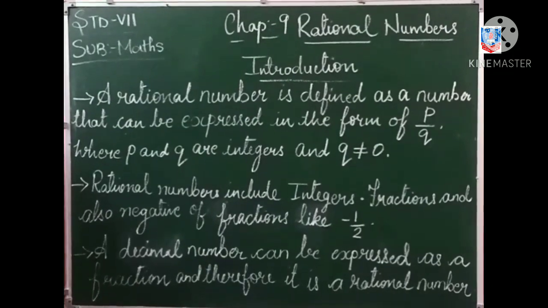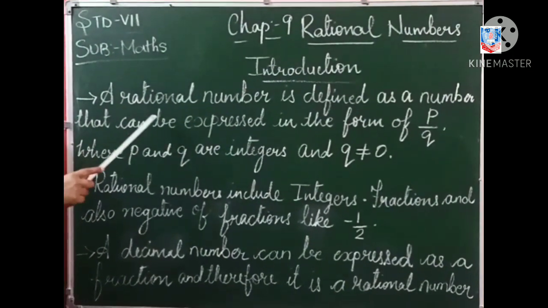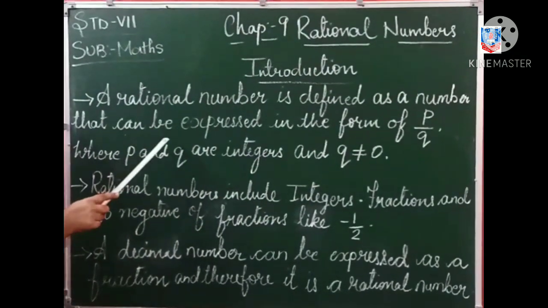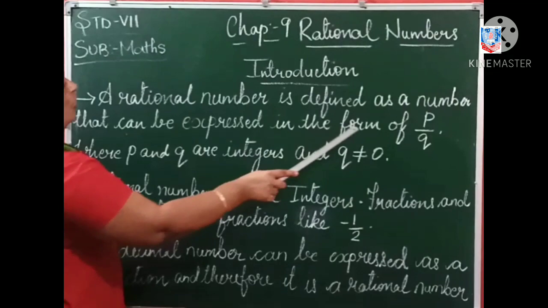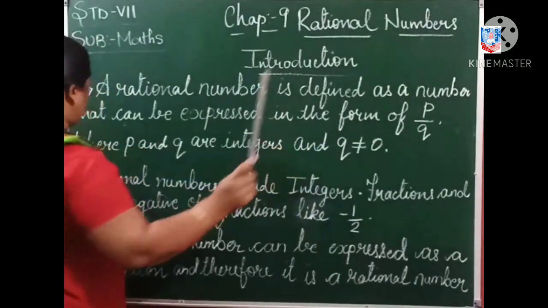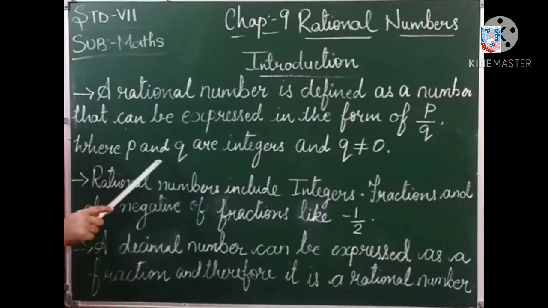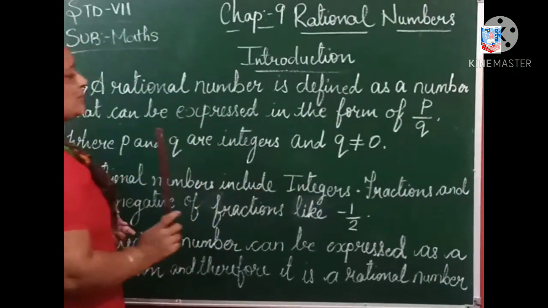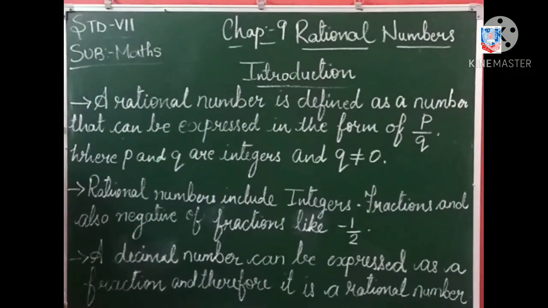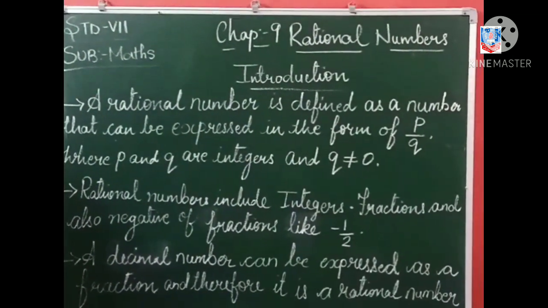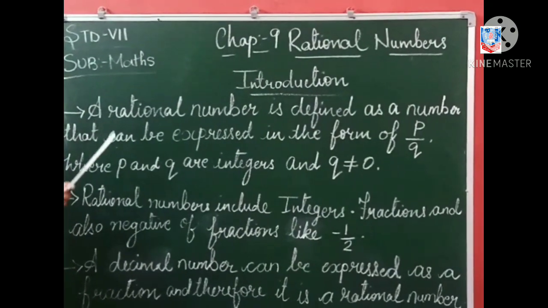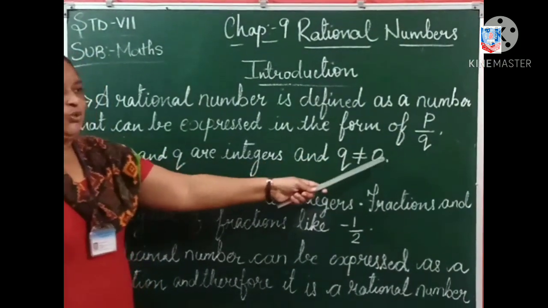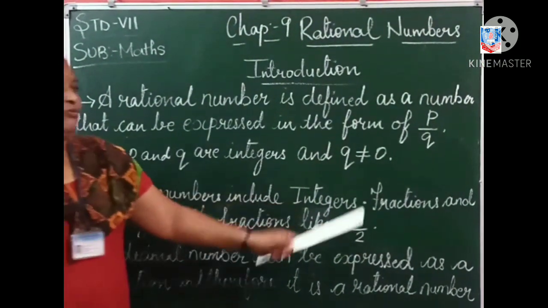Now, what is a rational number? A rational number is defined as a number that can be expressed in the form of p by q, where p and q are integers and q is not equal to 0. Now you know what are whole numbers, integers. A rational number is a number that can be written in the form of p by q, where p and q are integers and q is not equal to 0.